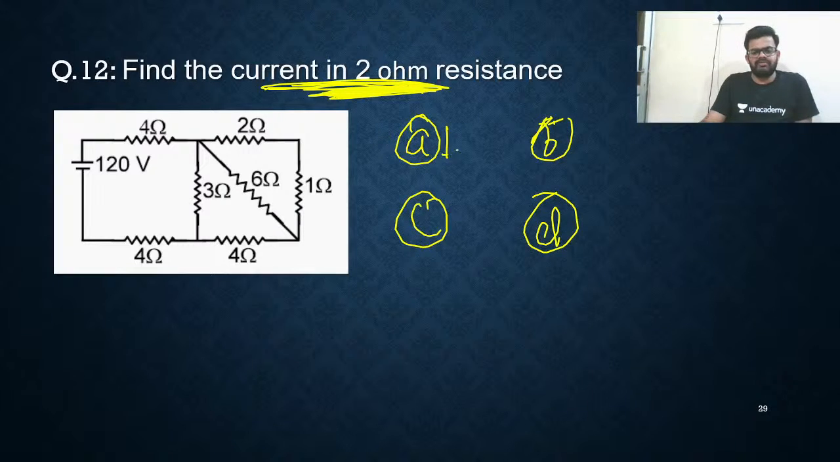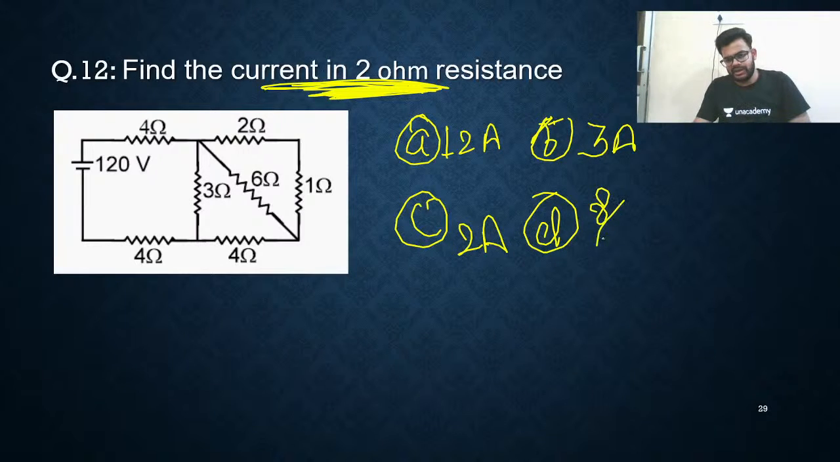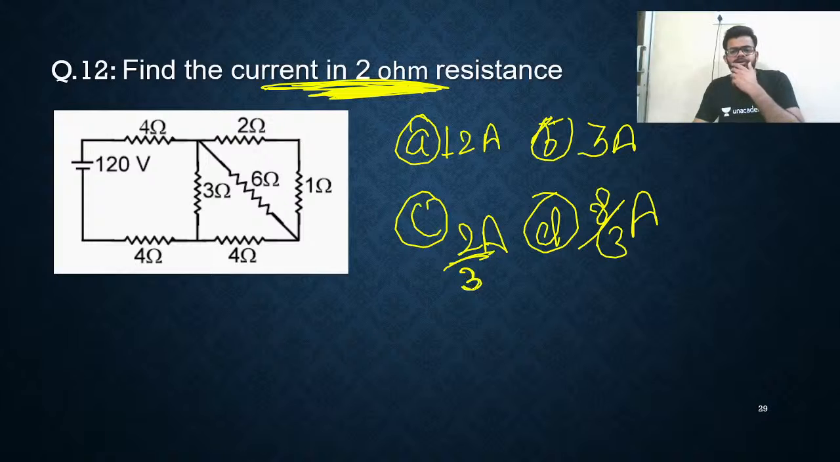Four options are there. First, 12 ampere. Next, 3 ampere, 2 ampere, 2 by 3 ampere. Sorry, here I need to write 2 by 3 ampere. Which of the following is the correct answer? Go on. Find the answer. Current passing through 2 ohm resistance. Go on, find it fast.